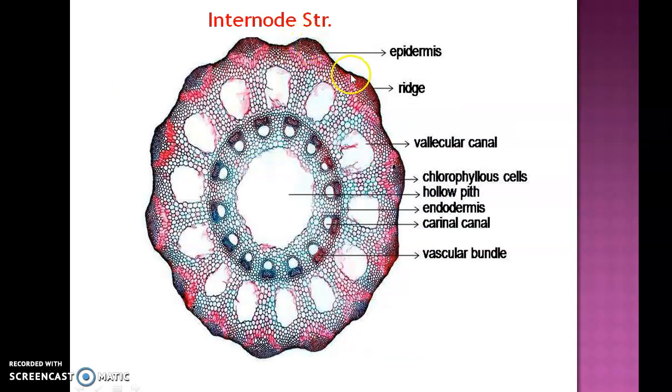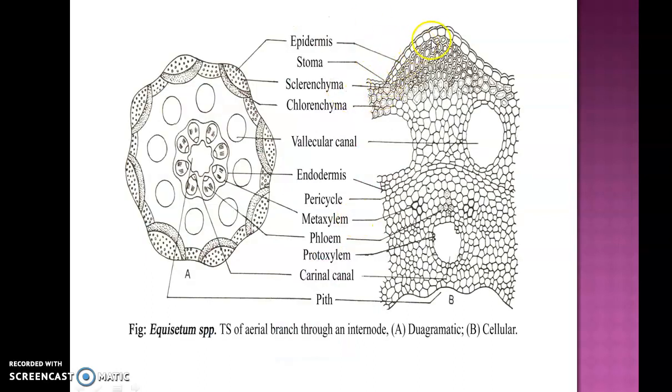Here's the epidermis. Below the epidermis, a multi-layered sclerenchymatous hypodermis is present, but below the grooves, 1 or 2 layered sclerenchyma. Inner to the sclerenchyma, chlorenchyma is present. Inner to the chlorenchyma, parenchymatous inner cortex is present. In the inner cortex, a large cavity or canal is present below the grooves, known as the vallecular canal, which stores air. So the main function is that it forms an aerating system in Equisetum. It's a picture showing sclerenchymatous hypodermis, chlorenchymatous band, parenchymatous inner cortex and vallecular canal.